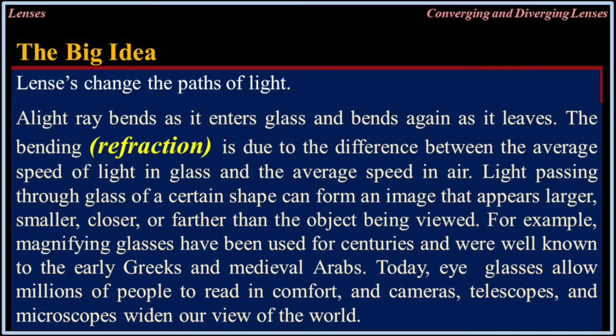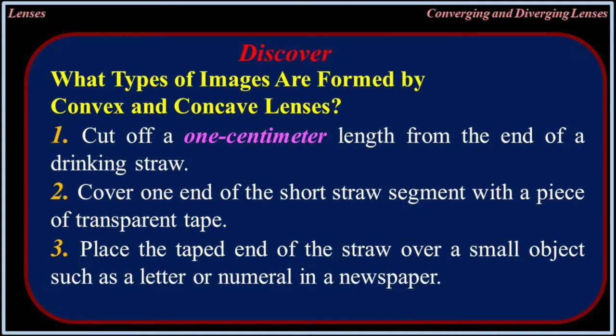For example, magnifying glasses have been used for centuries and were well known to the early Greeks and medieval Arabs. Today, eyeglasses allow millions of people to read in comfort, and cameras, telescopes, and microscopes widen our view of the world. What types of images are formed by convex and concave lenses?